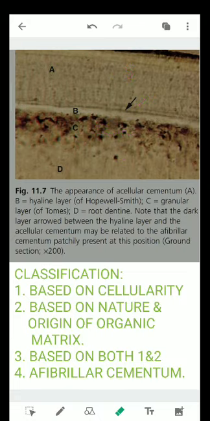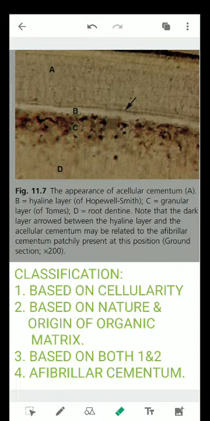Now, classification of cementum. There are various ways of classifying the cementum. It is either based on cellularity, based on nature and origin of the organic matrix, or based on both 1 and 2, that's cellularity and nature of the organic matrix.